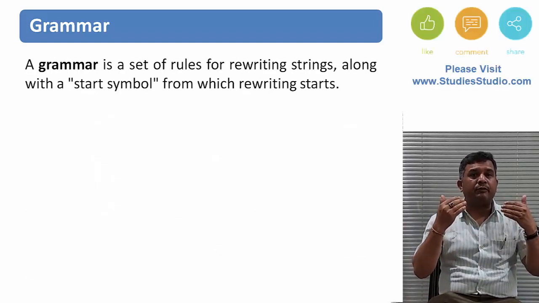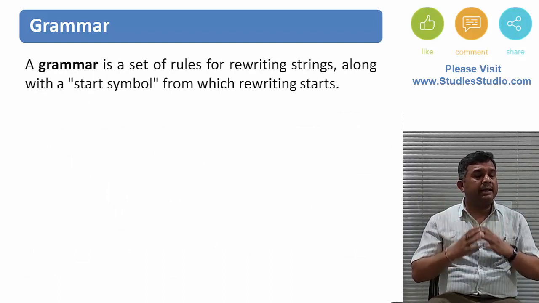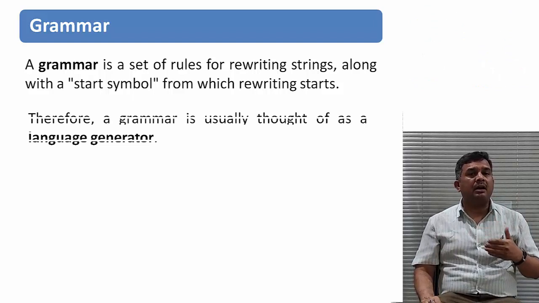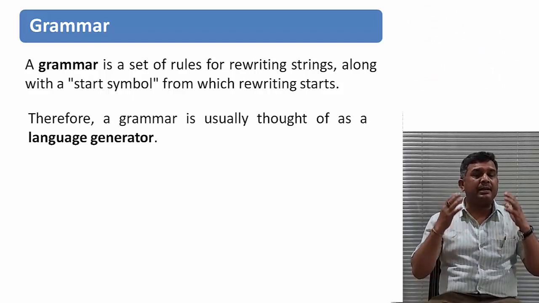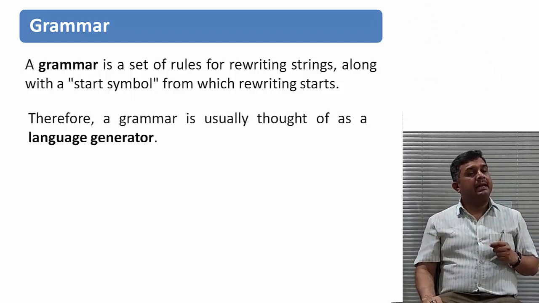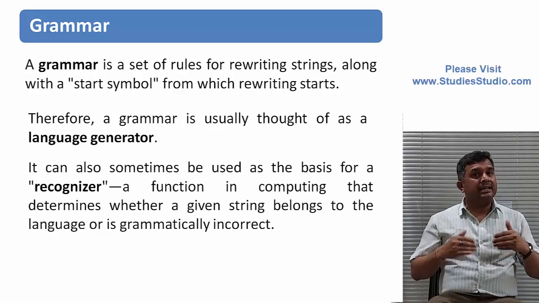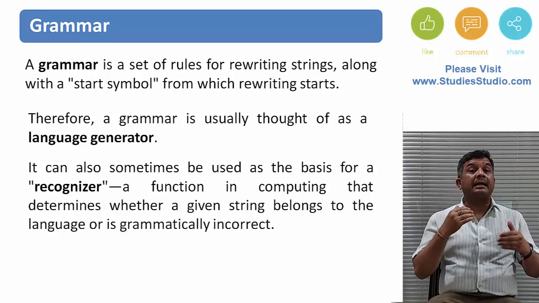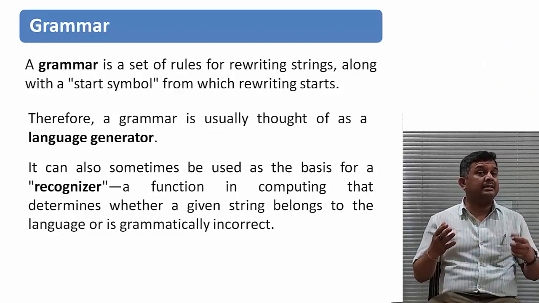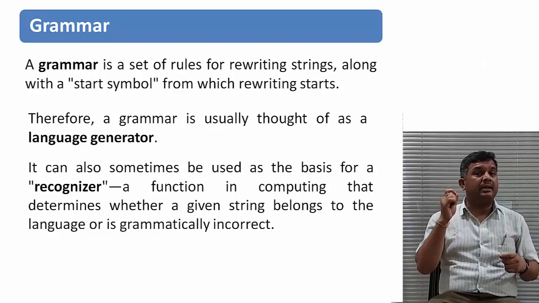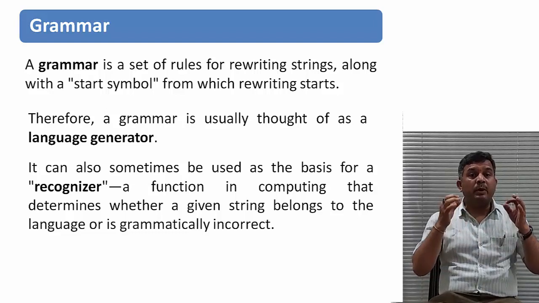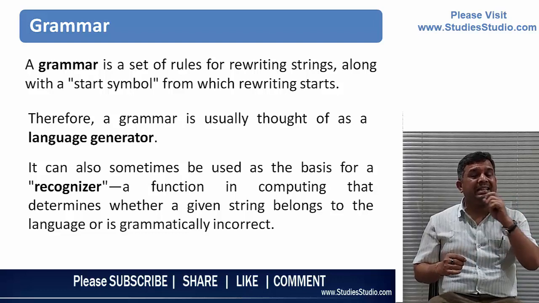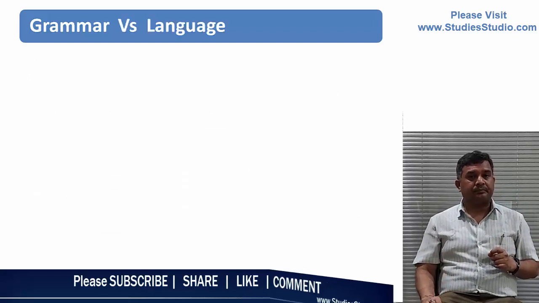Grammar is basically a set of rules for rewriting the strings along with the start symbol from where we start our rewriting. Therefore, the grammar is usually thought of as a language generator. And it can also sometimes be used as a basis for a recognizer. What is a recognizer? A recognizer is a function in computer that determines whether a given string belongs to the language or it is grammatically incorrect.